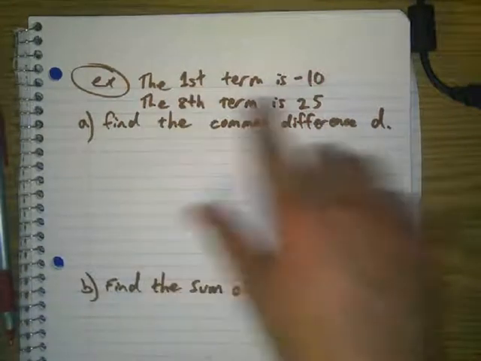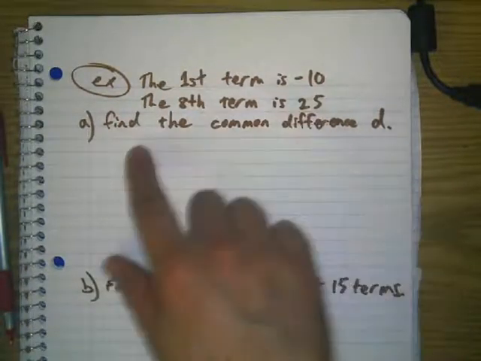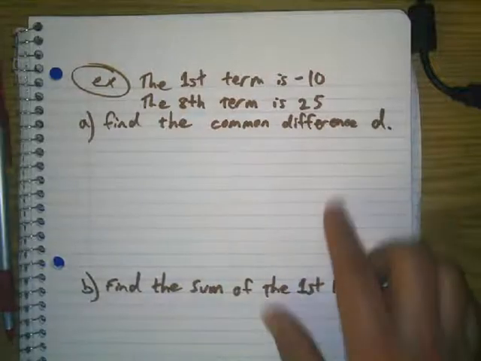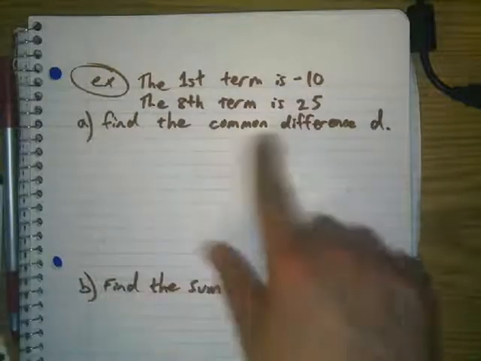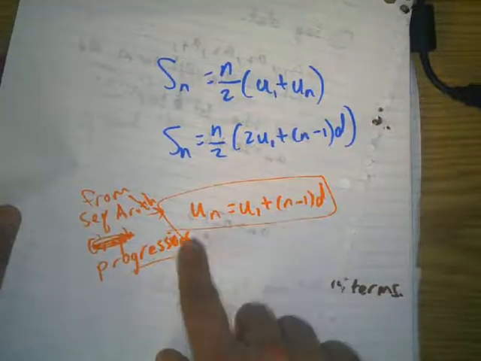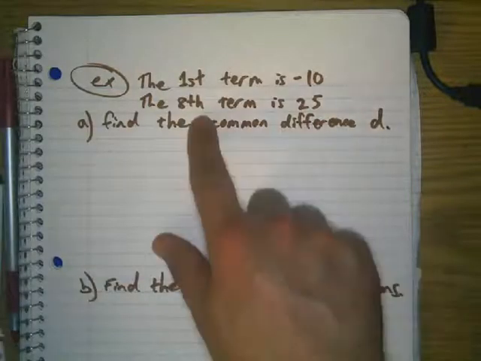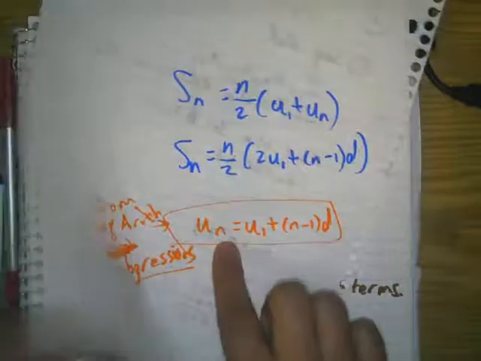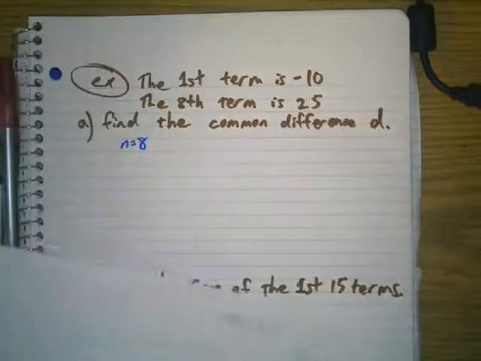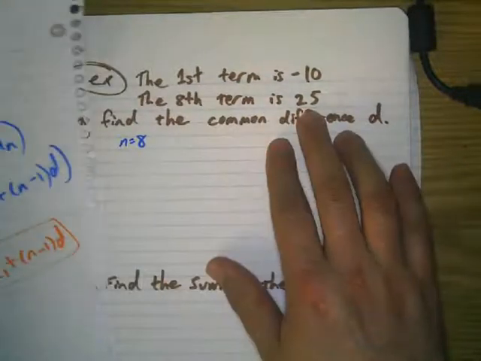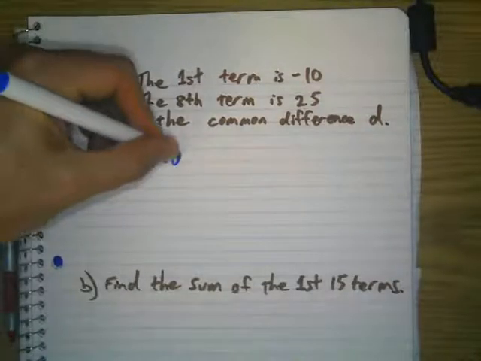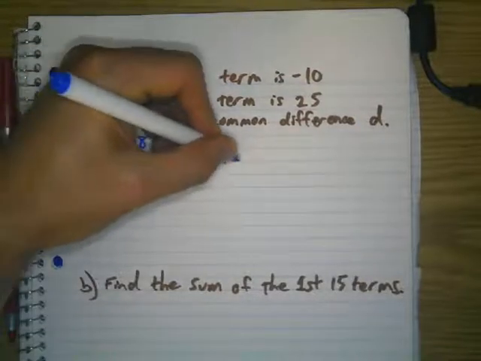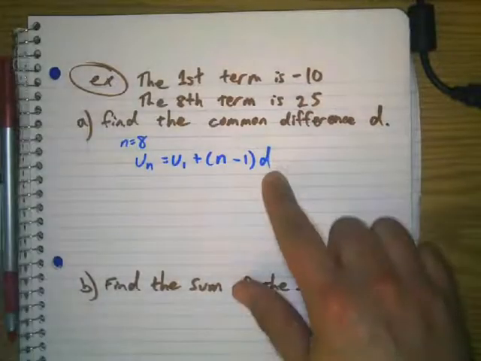Okay, the first term is negative 10. The 8th term is 25. Find the common difference. How am I going to do this? To figure out the common difference, do I know the sum? No, so I have to go back to our earlier notes, and we know the 8th term is 25. So the 8th term means I'm going to use n equals 8, and we're going to use the formula u sub n equals u sub 1 plus (n minus 1) times d. d is what we're trying to find.